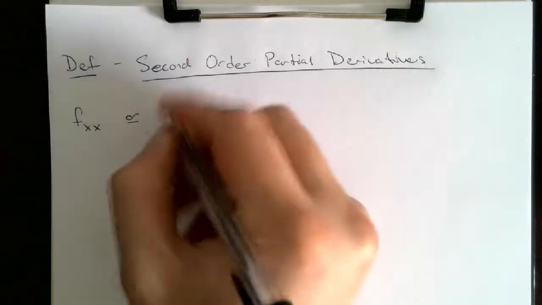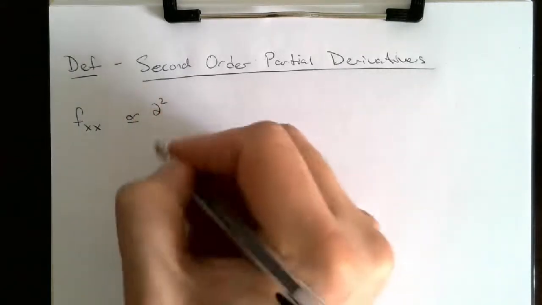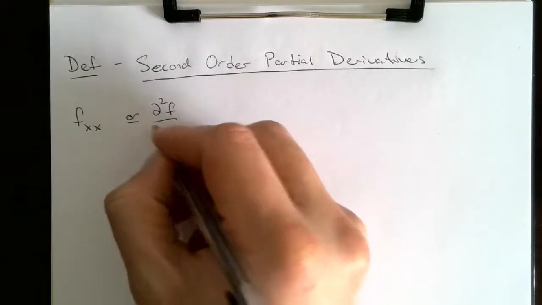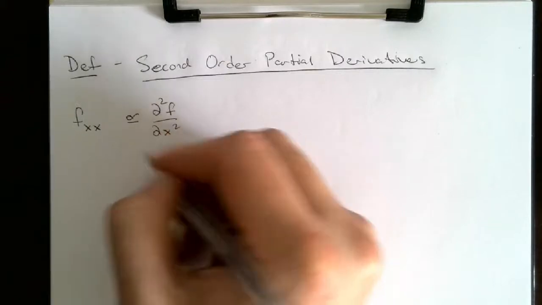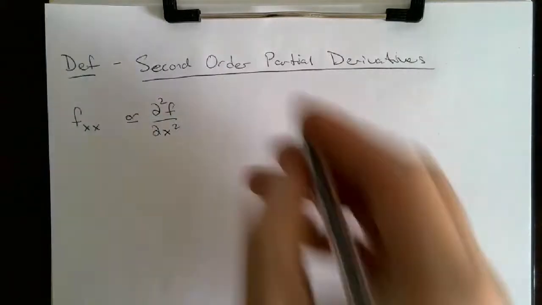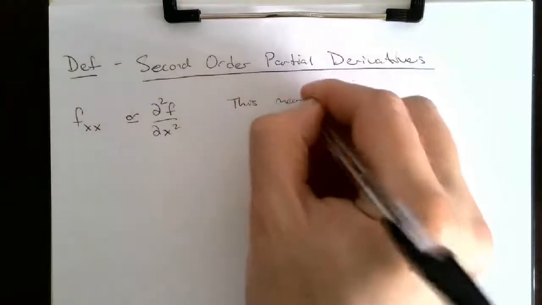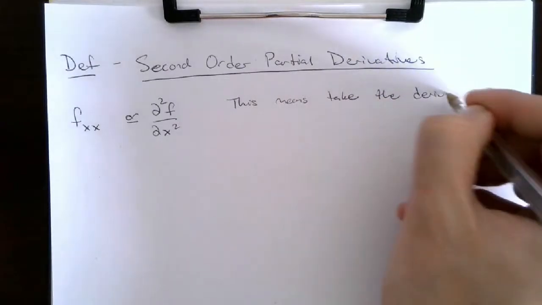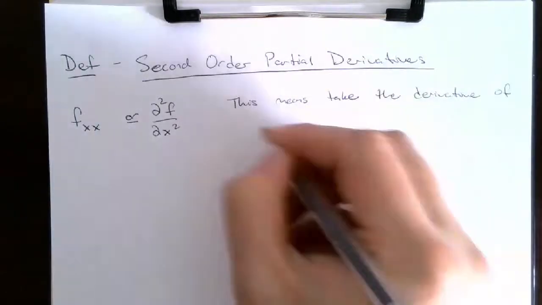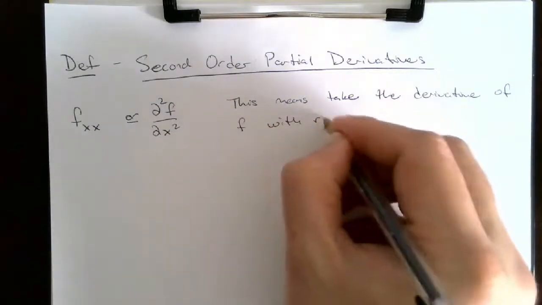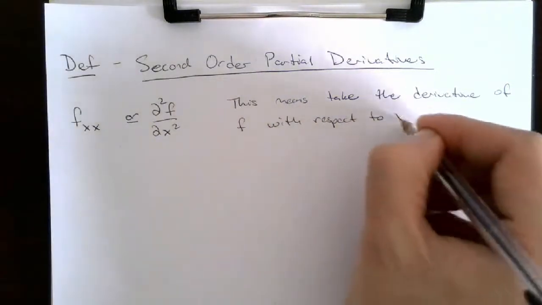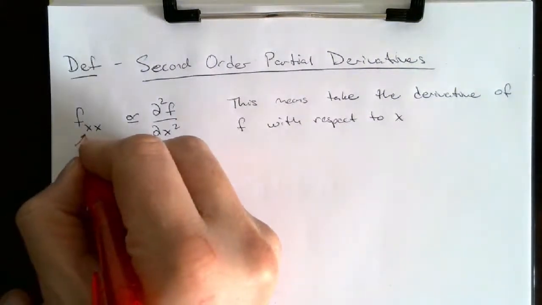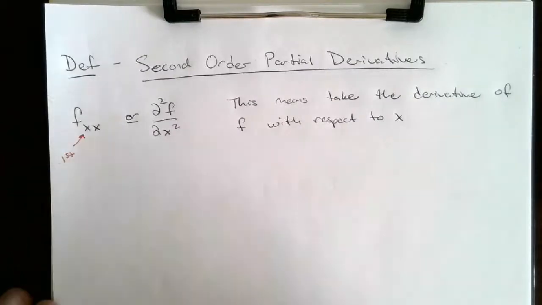You might also see it in the Leibniz notation with that curly d. So d with this little 2 up top, so it's the second derivative of f with respect to x, with this little 2 here, means taking the derivative with respect to x twice. So this means take the derivative of f with respect to x. First we're going to take the first order derivative with respect to x. That's what the first x is telling you. So you're doing that first.